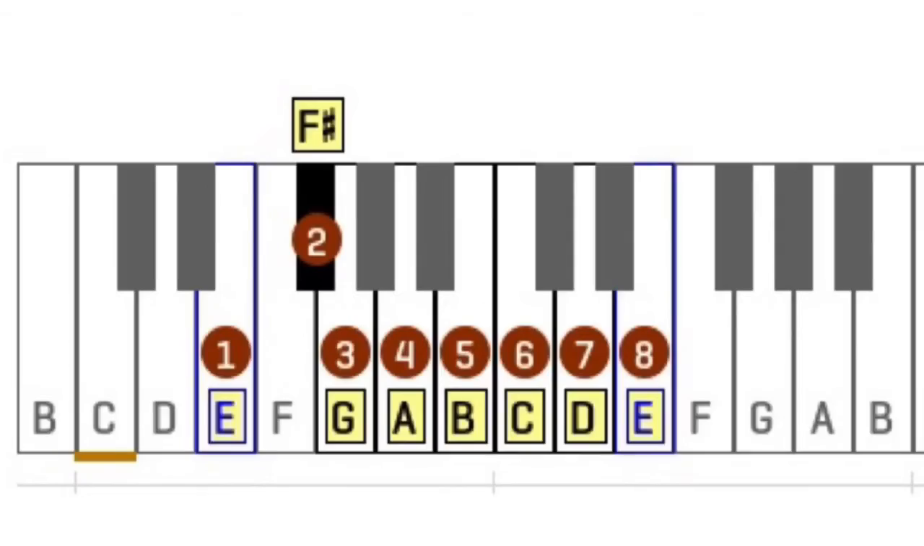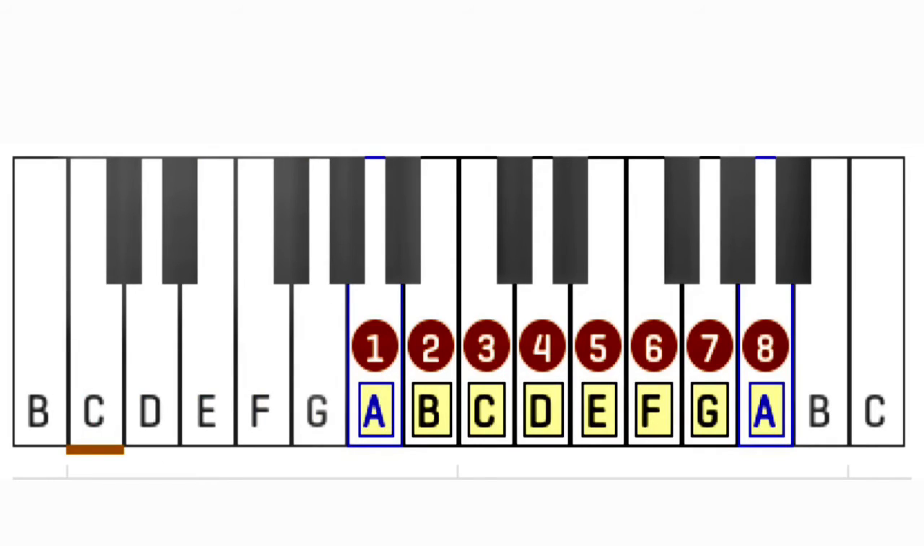Let's look at the minor scale now. A different combination of half steps and whole steps than a major scale. This is E minor. E minor has one black note. Sounds like this. And here is A minor.